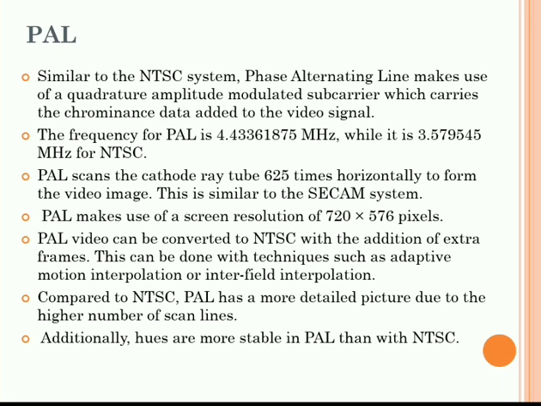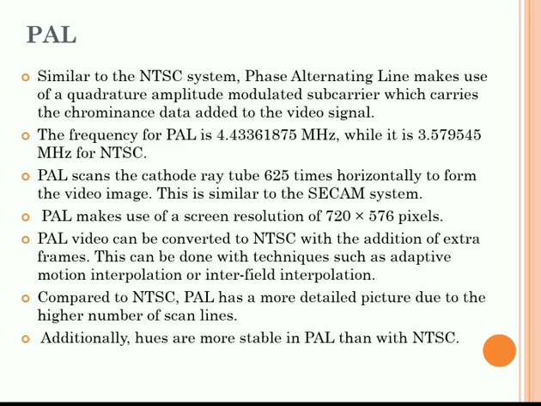Similar to the NTSC system, phase alternating line makes use of quadrature amplitude modulated subcarrier, which carries the chrominance data added to the video signal. Means here also, for the purpose of modulation, we are using a subcarrier signal, and after modulation it becomes quadrature amplitude modulated subcarrier signal, which carries the chrominance data and is added to the video signal. Whatever the video signal we are having, and that chrominance data is being added to that particular signal, that is nothing but the quadrature amplitude modulated subcarrier signal.